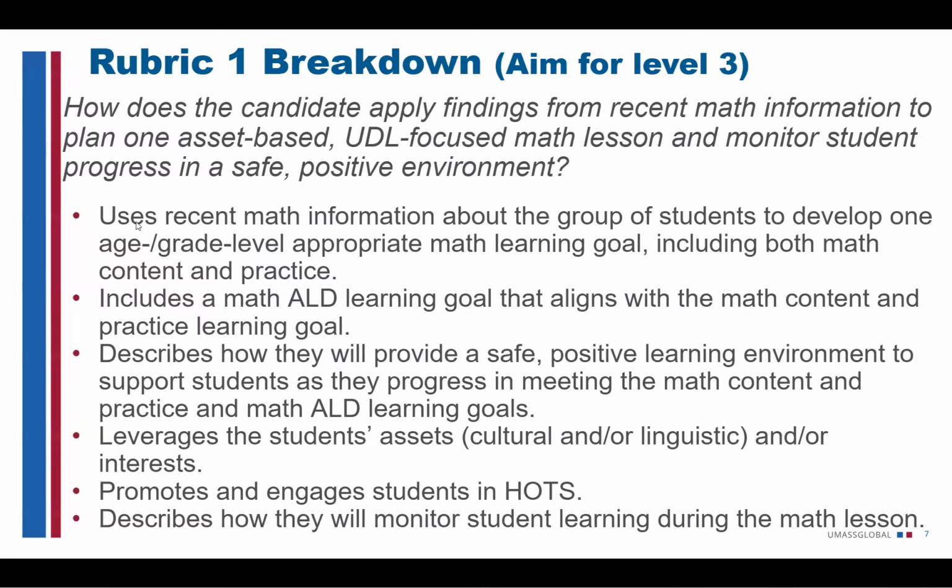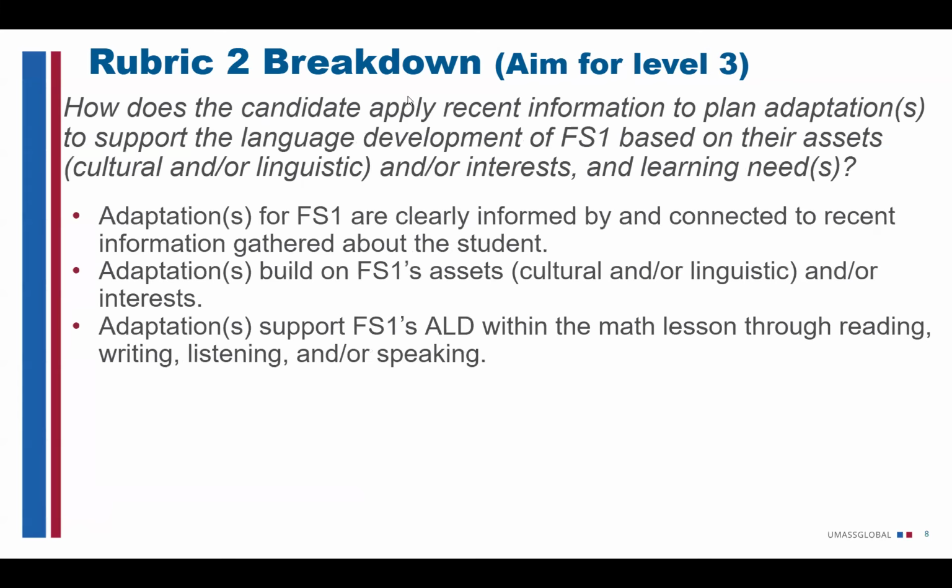All right, so if any of these constructs are not shown, you will go down to a level 2, and then so on and so forth. If all of these constructs are strong, you will go up to a level 4, and then we'll see if you meet all of those constructs, and so on and so forth. All right, rubric 2. Again, aiming for level 3.